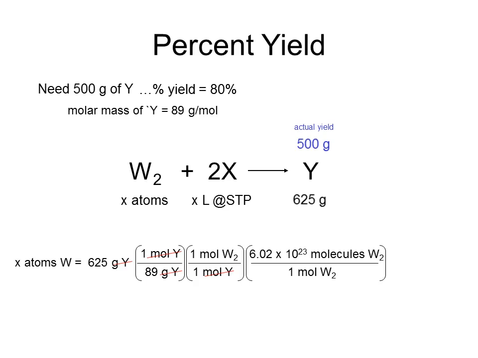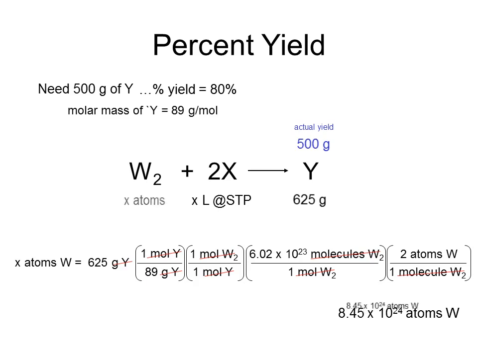Sometimes students will want to just be done, and instead of 6.02 times 10 to the 23rd molecules as I have, they would have written atoms and stopped. But this shows an ignorance of the difference between a molecule and an atom. You know that one molecule of W2 is composed of 2 atoms, so we need to show this last step. And this gives us a final answer of 8.45 times 10 to the 24th atoms of W.